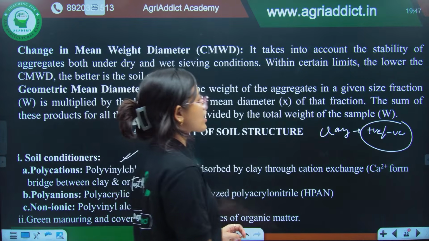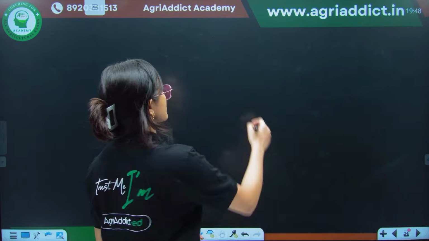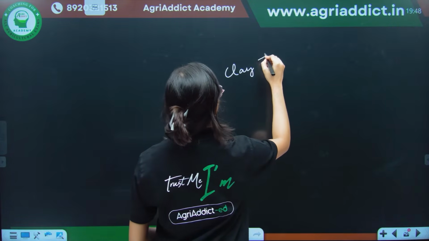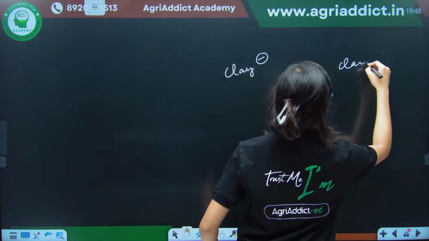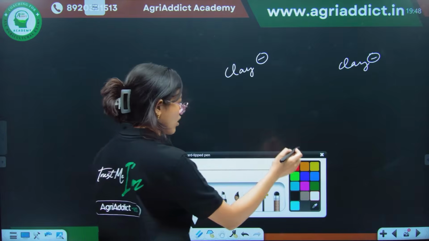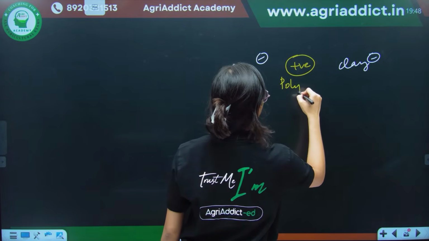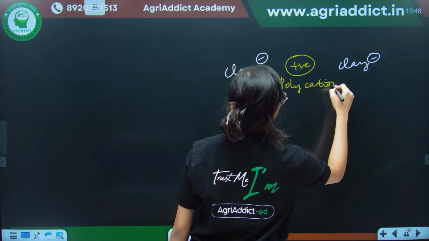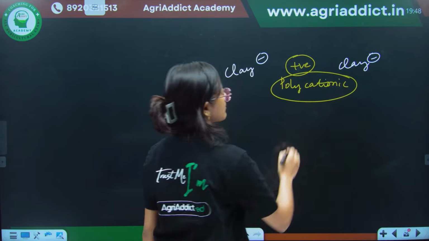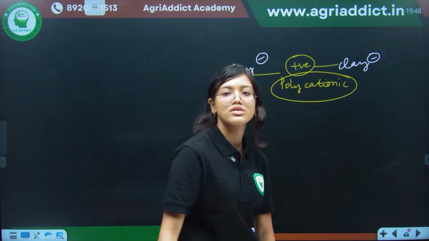Clay is negatively charged. Yes, very good. Because the clay is negatively charged, whenever you want your structure to form, this is a negatively charged clay, this is another negatively charged clay. So, to bring them together, you need what? An opposite charge. That opposite charge is a positive charge, and that positive charge will be brought about by polycationic conditioners. Polycationic means that they will be cationic in nature, so that will bind two clays together.